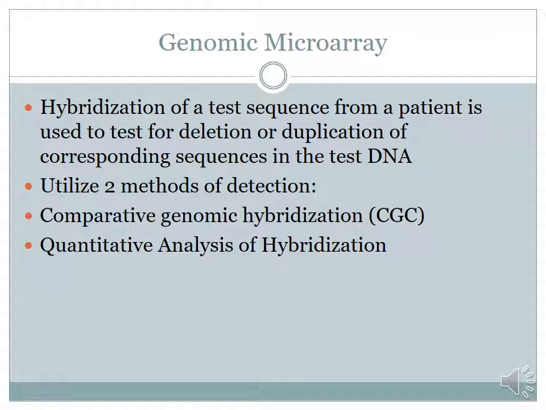Hybridization of a test sequence from a patient is used to test for deletion or duplication of corresponding sequences in the test DNA, and it utilizes 2 methods of detection: comparative genomic hybridization, CGH, or quantitative analysis of hybridization.